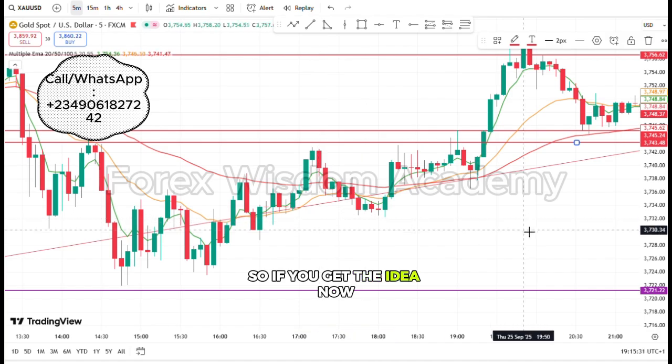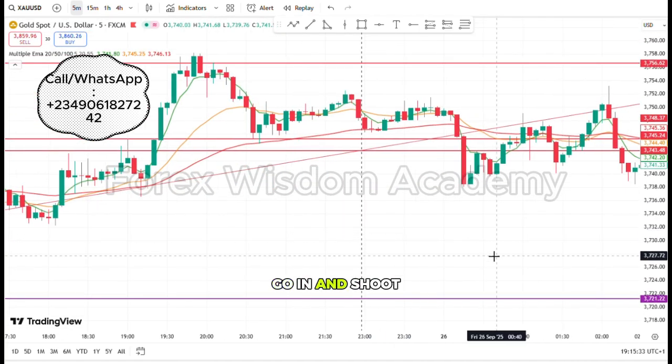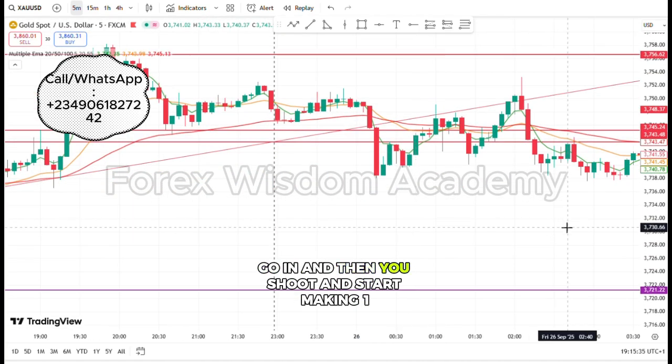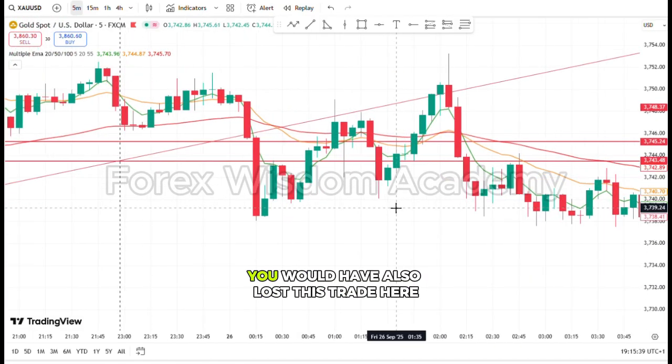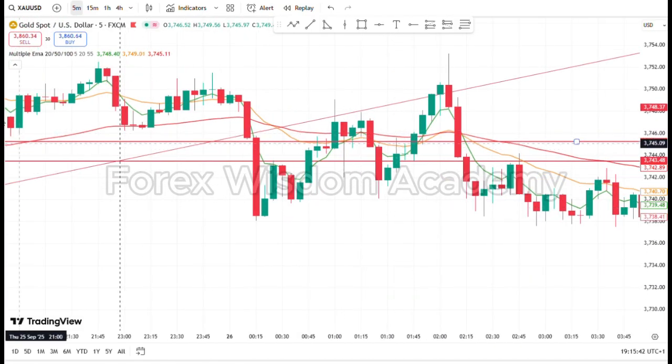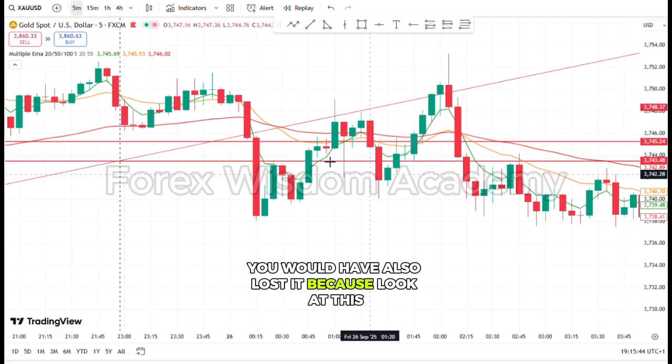So if you get the idea now, just go in and shoot. You understand? Go in and then shoot and start making profits. So for this one now, you would have also lost this trade here. For this one, you would have also lost it because look at this.